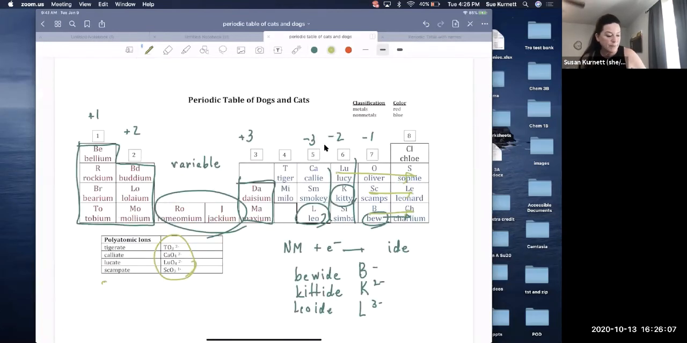So if scampate is SCO3 1-, scampite is SCO2, 1 oxygen fewer, same charge, 1-.